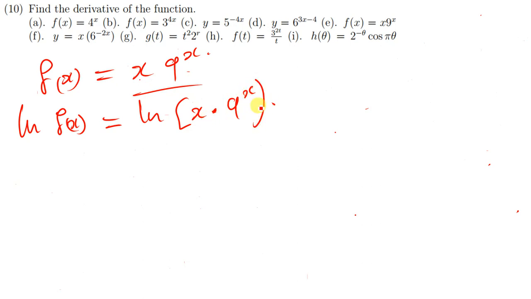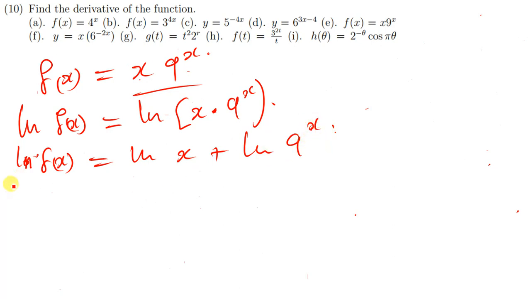Remember, if you have two functions multiplying themselves, according to the rules of logs, we have ln f of x this side. This one can also be written as ln x plus ln 9 to the power x. So we can drop down the x so that we have ln f of x this side, and then this other side we're going to have ln x, and then plus x ln 9.